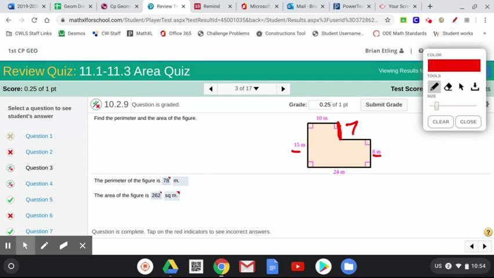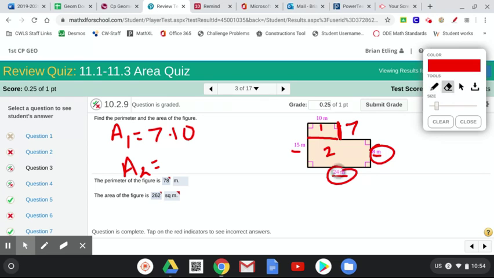To find the area of the figure, you're going to split it into 2 separate figures. The area of the first figure is just 7 times 10. And then the area of the second figure is going to be 24 times 8. So 7 times 10 is 70, and 24 times 8 gives you 192. Add those two together, you get 262.